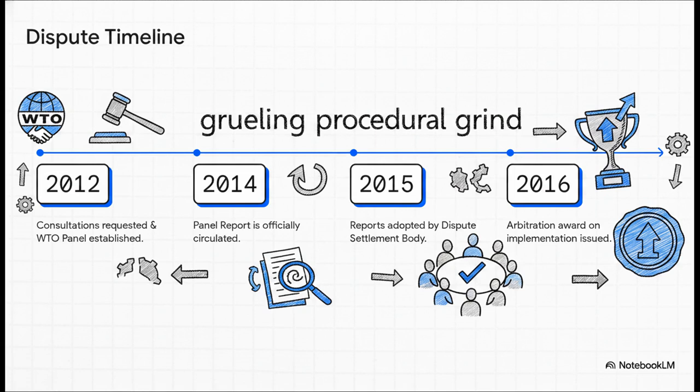Vietnam requests consultations in 2012. It takes 2 full years before a panel report is even circulated in 2014. The reports aren't formally adopted until 2015, and the arbitration award finally arrives in early 2016. It's an absolutely grueling procedural grind to resolve these kinds of disputes.